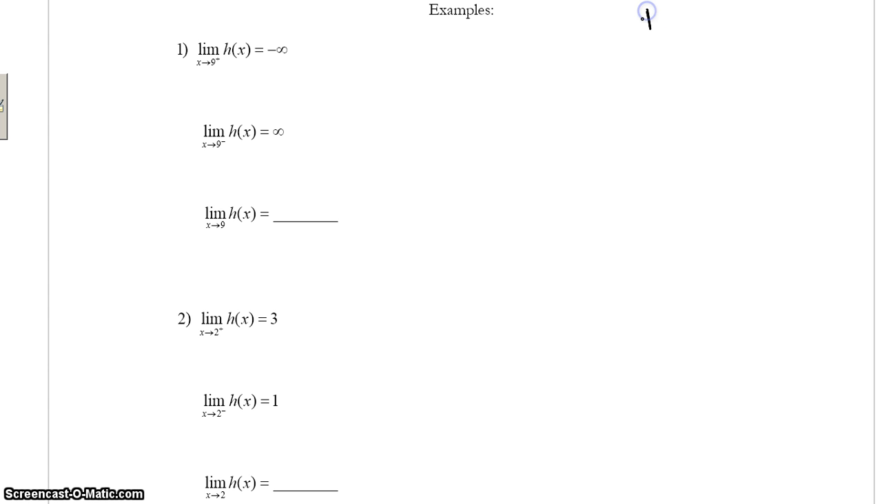When you have a positive exponent, that means that we are looking at the limit as x approaches that number from the right side. And when we have a negative exponent, we are looking at the limit as x approaches from the left side. So let's take a look at number 1.